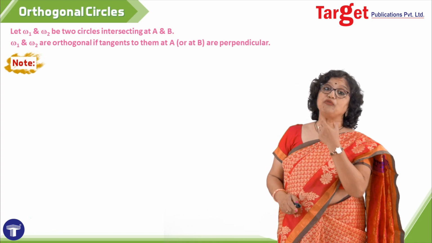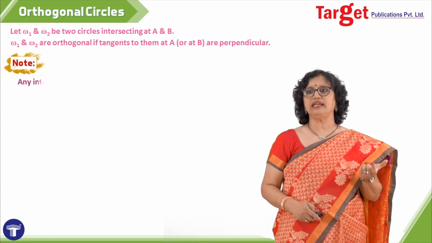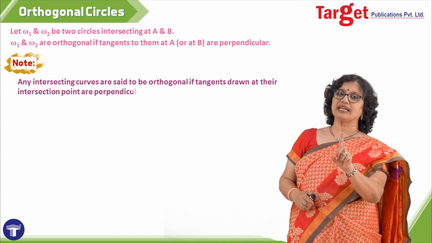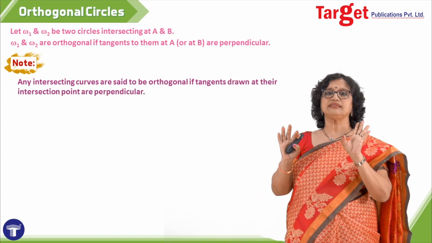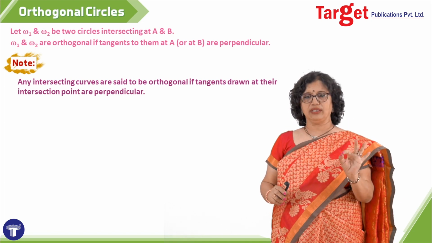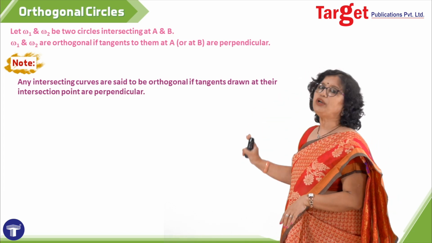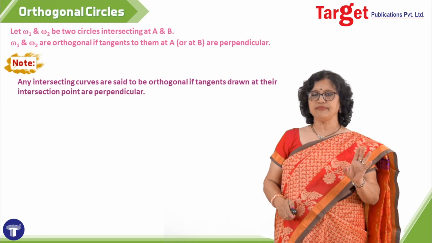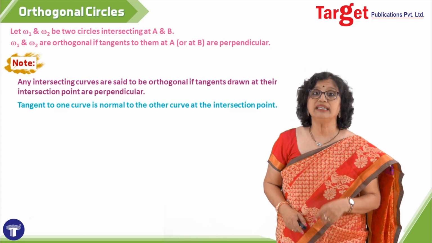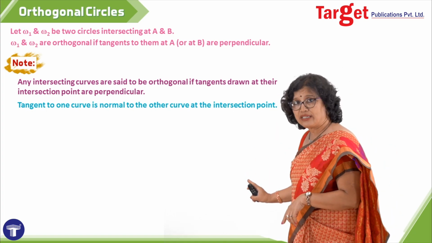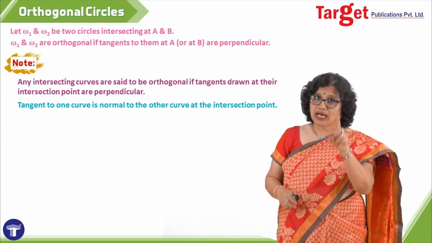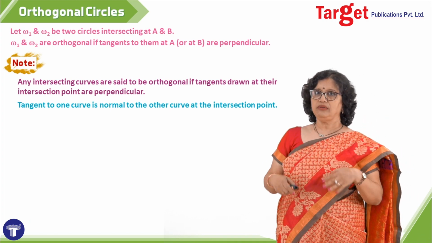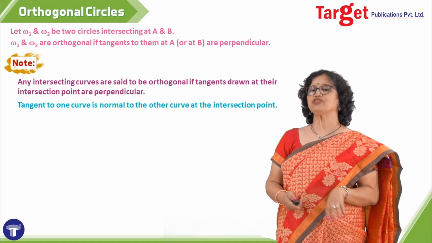Okay. Now, with this definition of orthogonality, we try to understand a few more points. Any intersecting curves, not necessarily circles, would be called orthogonal from here onwards if at points of intersection the tangents drawn are perpendicular. Correct? Fine. Now let us move further. Next one is: tangent to one curve is normal to the other curve at point of intersection. I hope this is clear to you. You can see that yourselves in the picture.